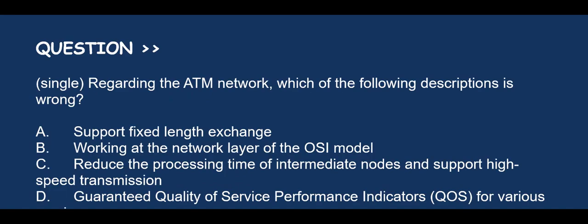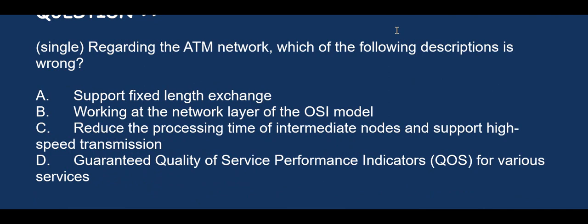Option A is correct. Next question. Regarding the ATM network, which of the following descriptions is wrong? Option A, support fixed length exchange. Option B, working at the network layer of the OSI model. Option C, reduce the processing time of intermediate nodes and support high speed transmission. Option D, guaranteed quality of service performance indicators for various services.